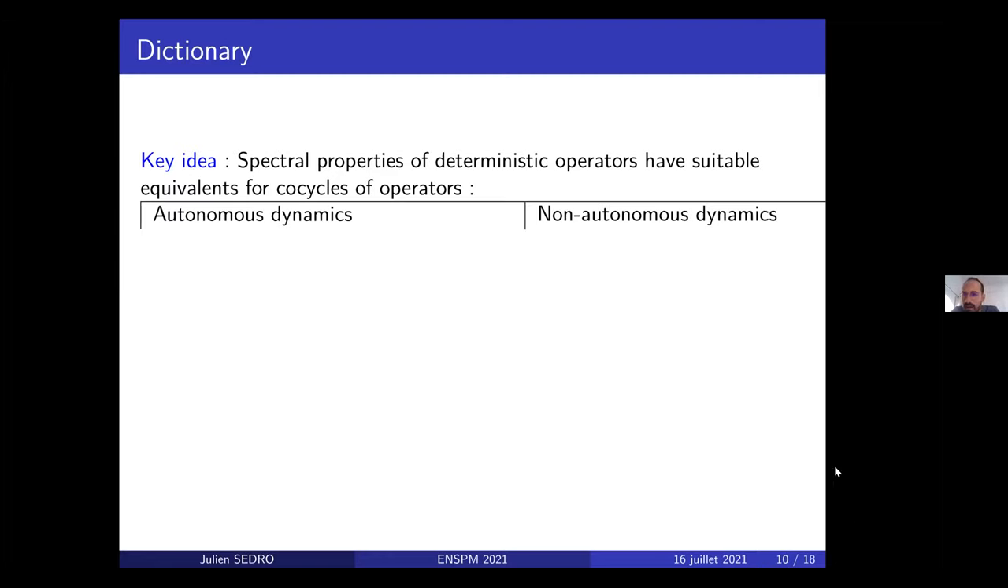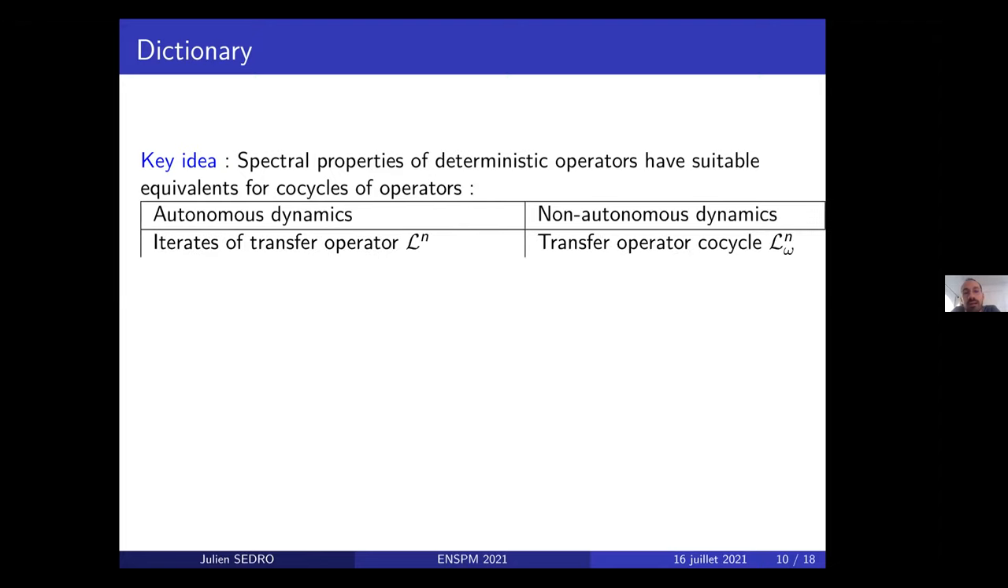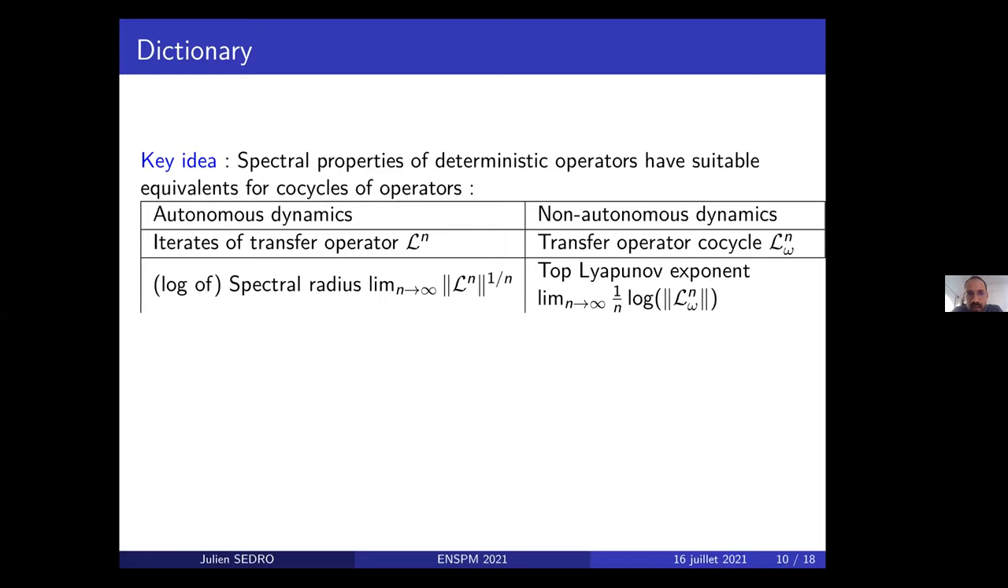So I sum it up in a convenient table. On the left, you have what happens for autonomous dynamics, and on the right, what happens for non-autonomous dynamics. So instead of looking at iterates of the transfer operator L^n, you look at a transfer operator cocycle L_omega^n that you construct as you construct the cocycle T_omega^n. So you look at products along the sigma orbits. The equivalent of the spectral radius would be played by what we call the top Lyapunov exponent.